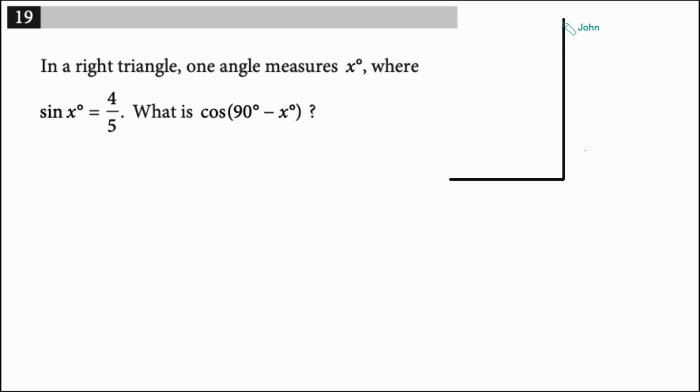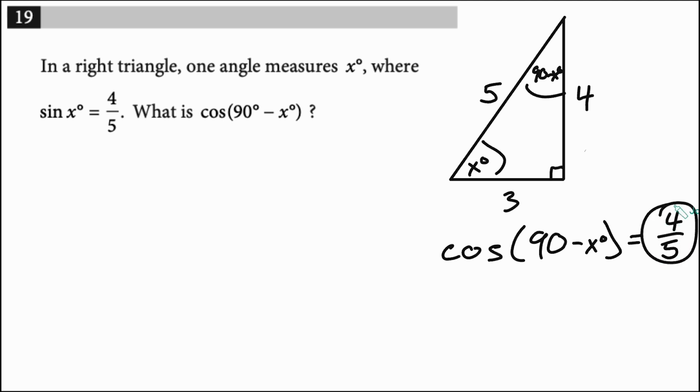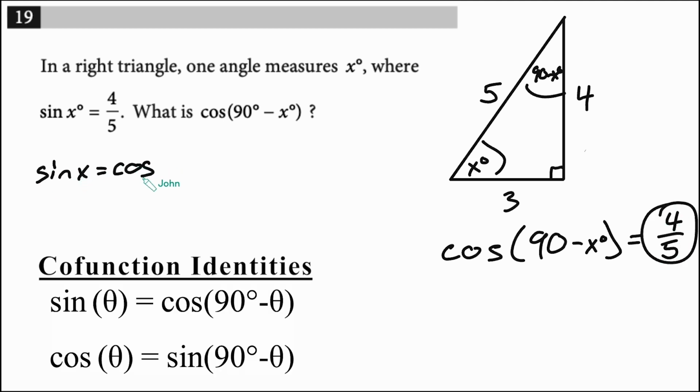We see that we have this 3, 4, 5 triangle with x as one of the acute angles, and that makes 90 minus x the other acute angle. Cosine of 90 minus x in this case is 4/5. Now, obviously, we could have gotten there much quicker by recognizing the cofunction identity.